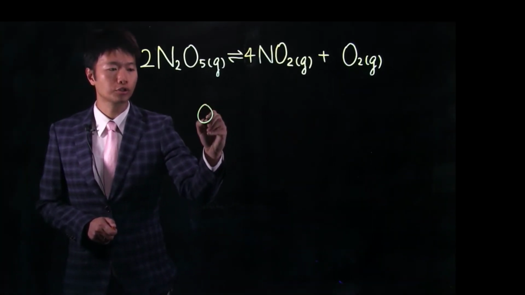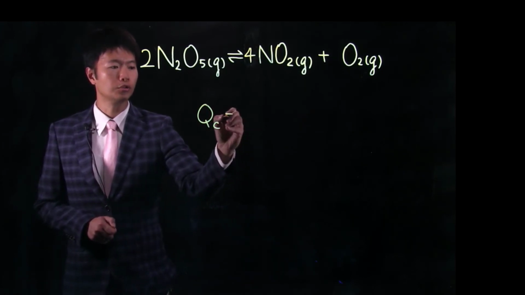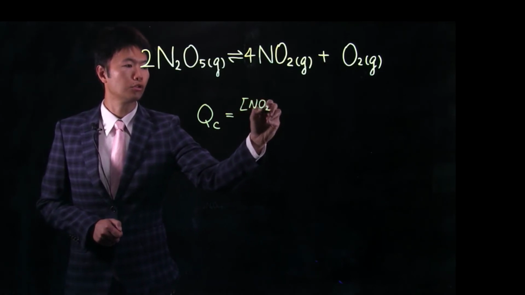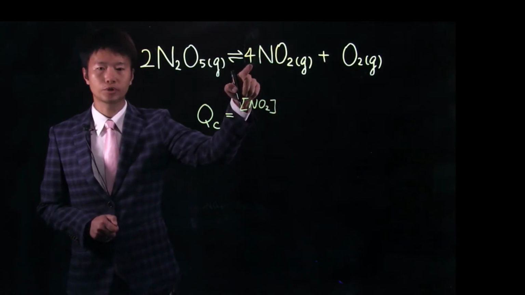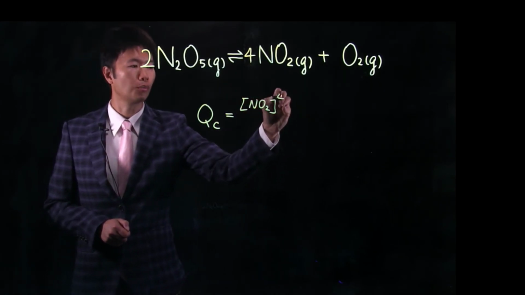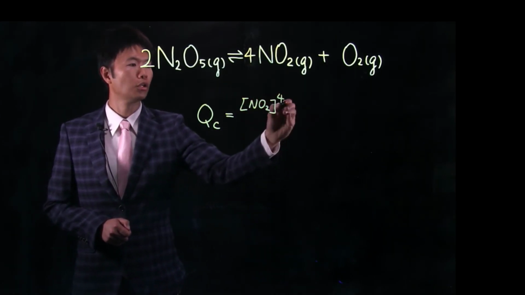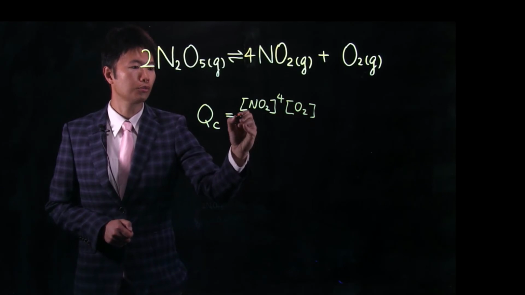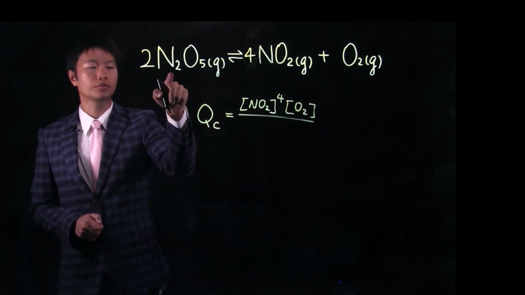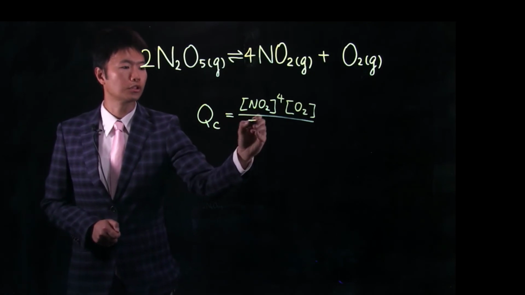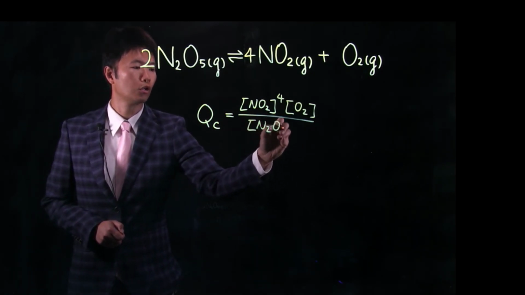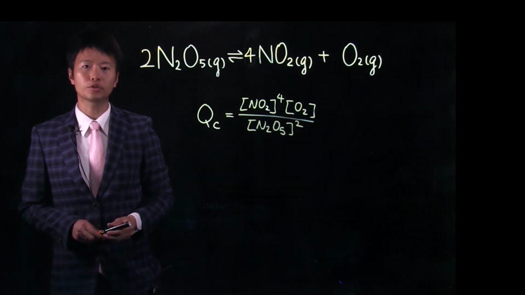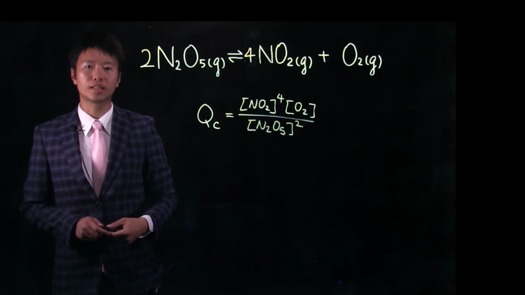The symbol for reaction quotient is Qc, equal to the molar concentration of the product, NO2, and the stoichiometric coefficient will go to the power of the molar concentration, in this case 4, times the concentration of O2 to the first power, which we can ignore. Then we have the concentration of the reactant side, which is N2O5 to the second power. That's it. This is the reaction quotient for the decomposition of dinitrogen pentoxide.